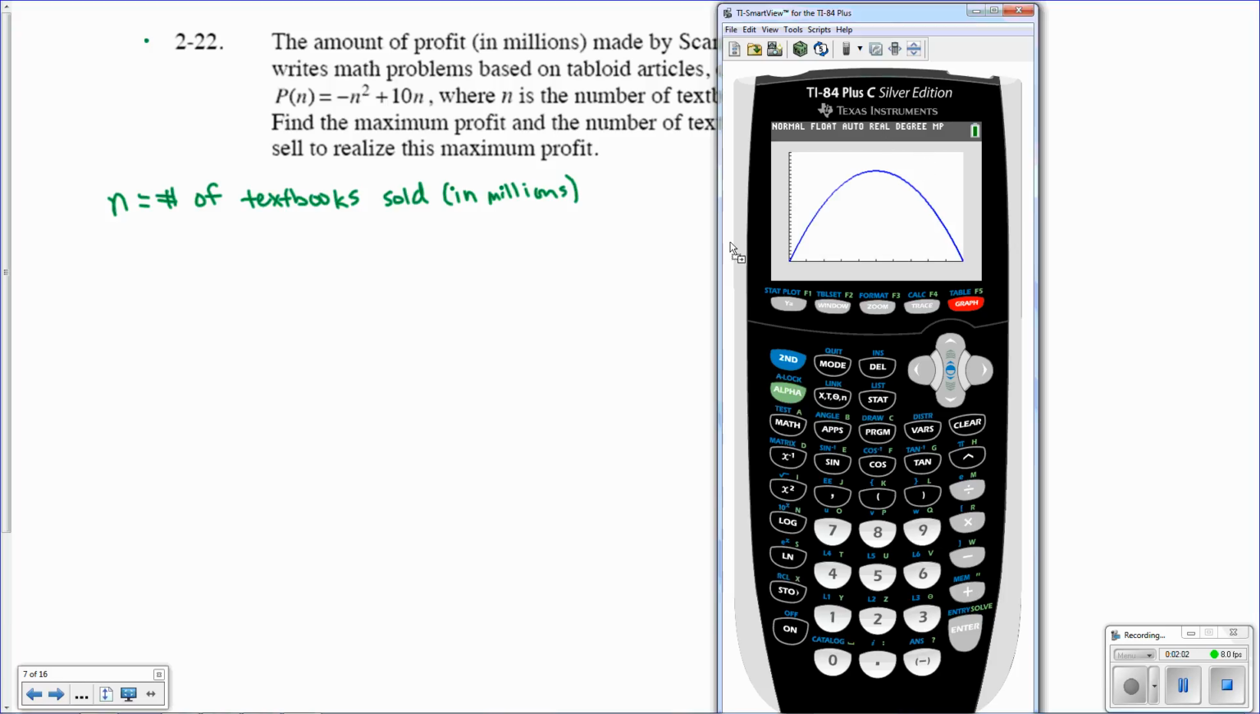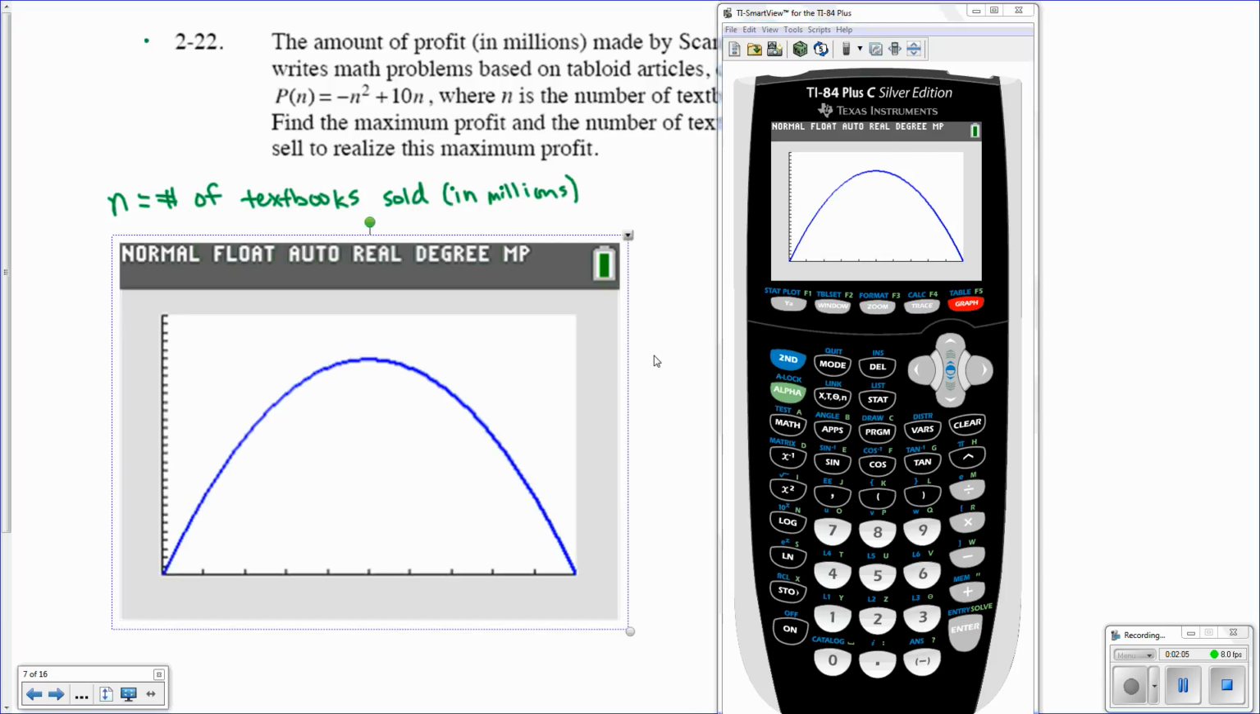Now, we intersect the x-axis at 0 and 10. Actually, let's pull this out here so we can write on it. We've got our function, and it intersects right here at 0, 0, and again over here at 10, 0. Those are our two x-intercepts. We could have also done that algebraically by plugging in 0 here and solving it. If they sell 0 textbooks, obviously their profit is going to be $0.